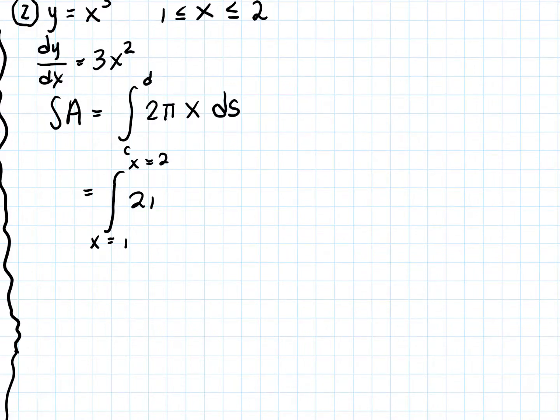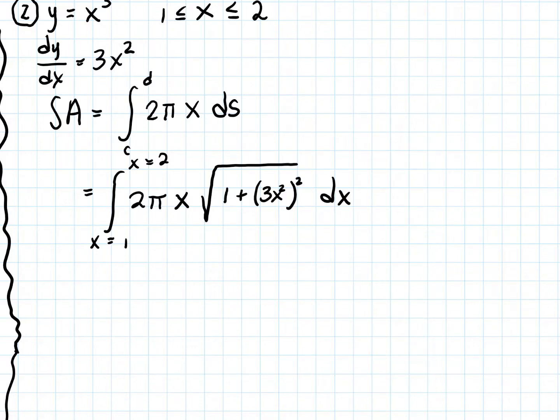We're going to have 2 pi times x. Now we're not going to change that because we need it to be in terms of x. So we're not going to rewrite that in terms of y. So 2 pi x, and then the square root of 1 plus, and take our dy dx, 3x squared, and we're integrating with respect to x. Okay?